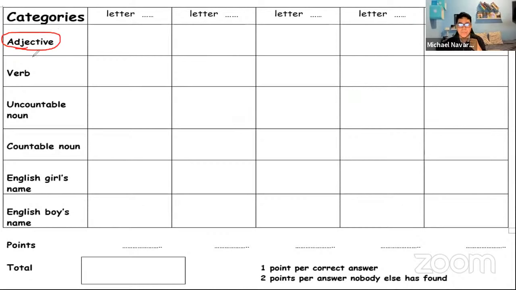Now, in an English class, you can modify it, you can adapt it. Instead of telling your students to write a fruit or maybe a name, why not write an adjective? Why not write a verb? Why not write an uncountable noun, a countable noun, English girl's names or English boy's names, for example, if you want to make it easier for elementary students. So it's a nice way. And again, we're applying gamification. Remember, gamification is when we incorporate all these game-like elements into a non-game environment. So students get rewards, right? Points in this case. And we have here 1 point per correct answer, 2 points per answer nobody else has found. You see? So it's a nice way to put it into practice, right?